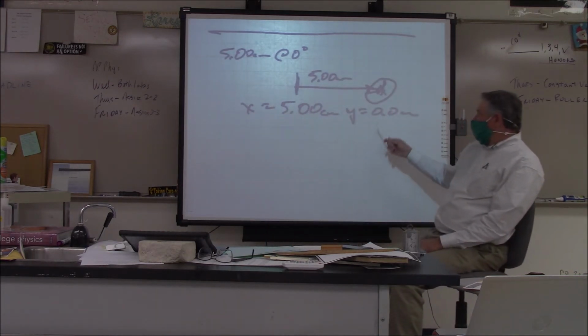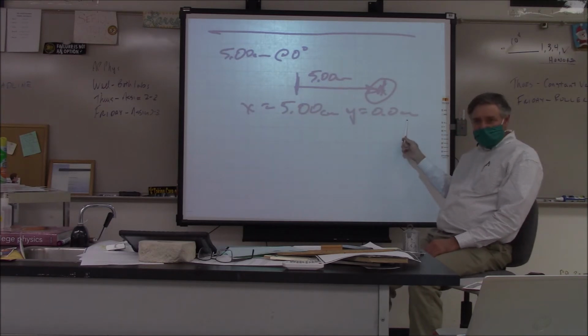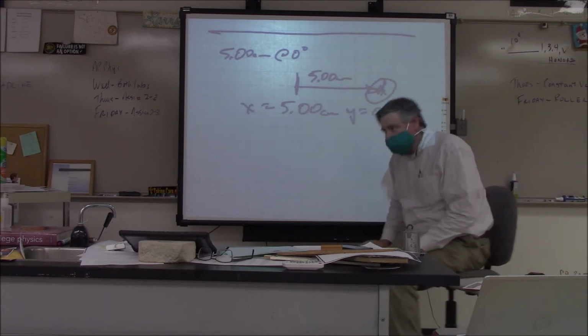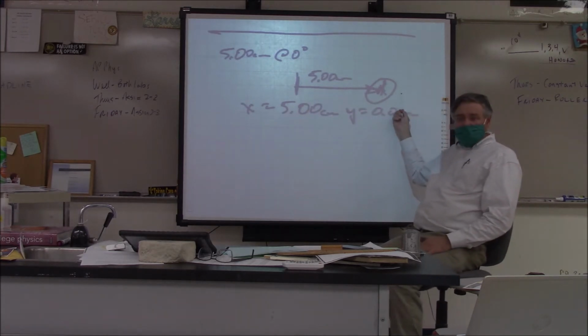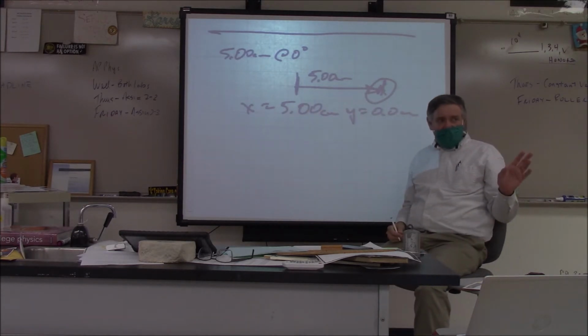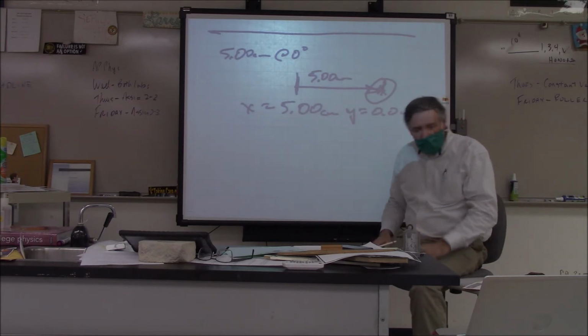So here's the point. If I tell Parker to go out 5 centimeters in the x direction and 0 in the y direction, that would be the exact same as telling Rachel to go 5 centimeters at 0 degrees. I'm going to end up at the exact same point. It's just 2 ways to get to the exact same point. Okay?